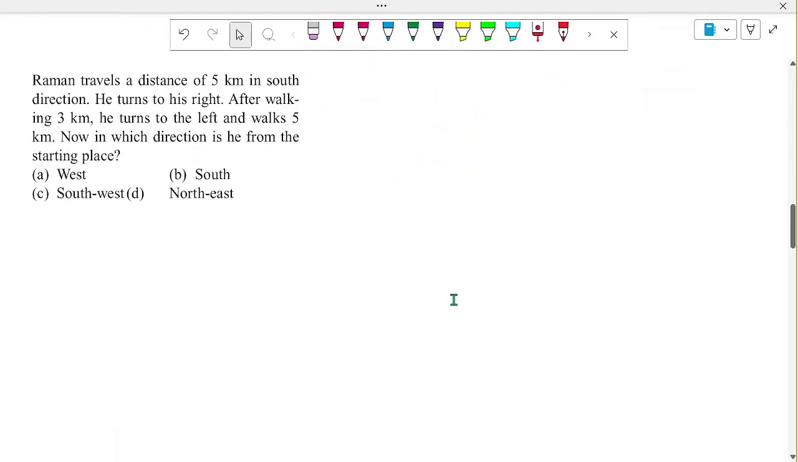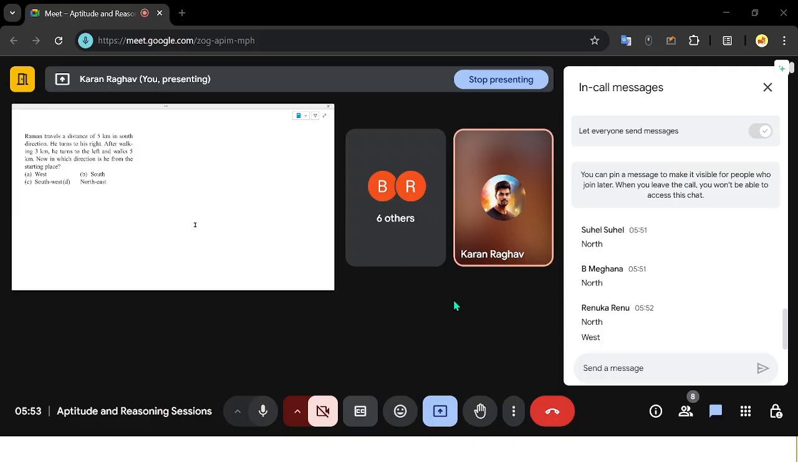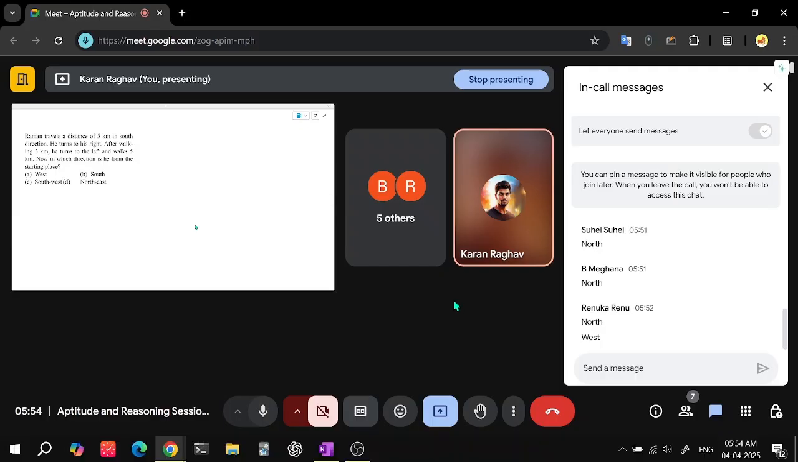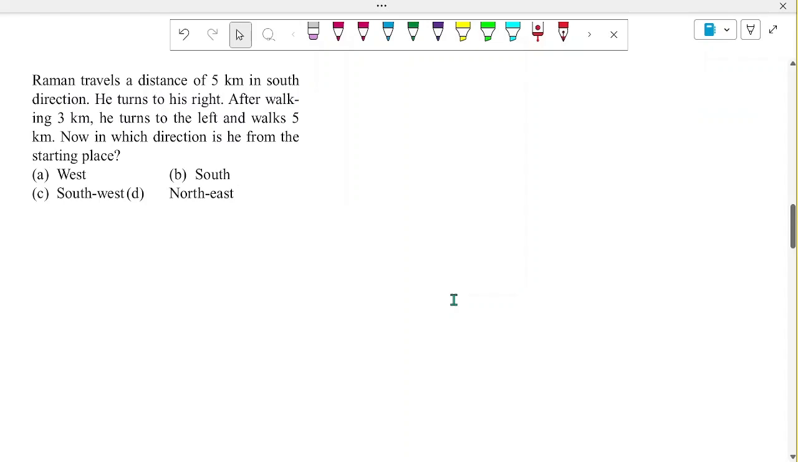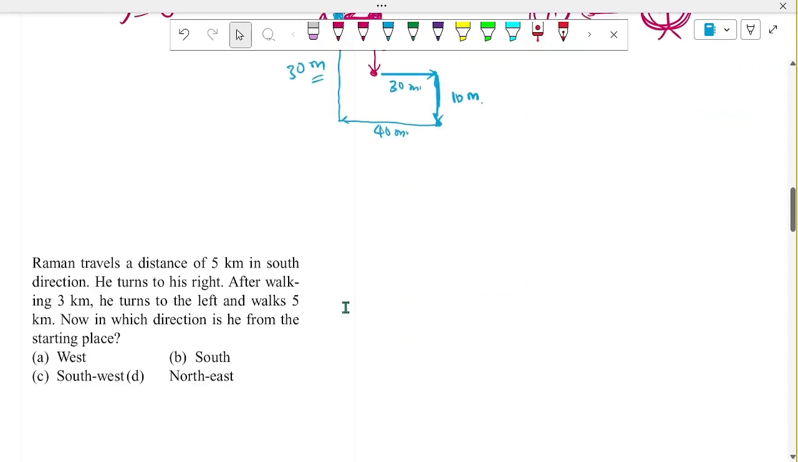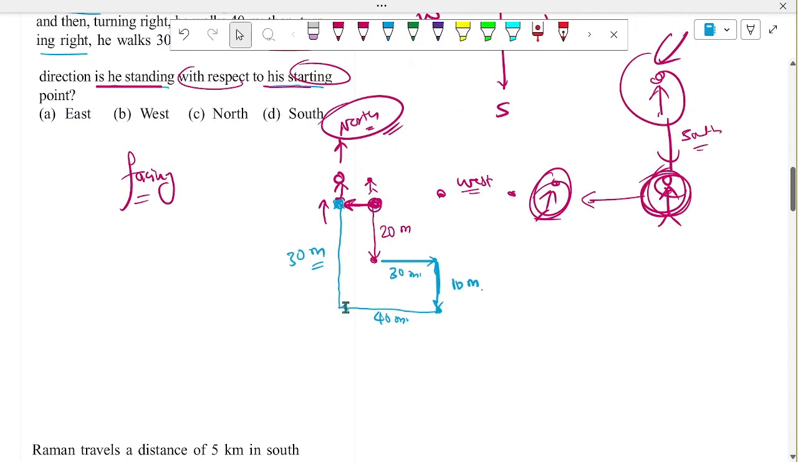Okay, try to solve this question. So the answer for this is actually west.